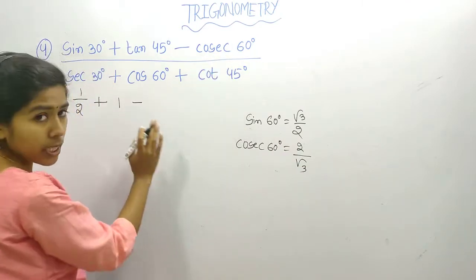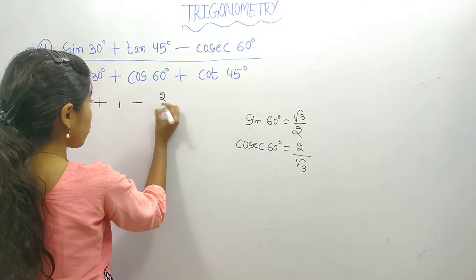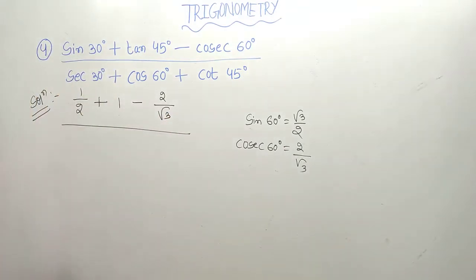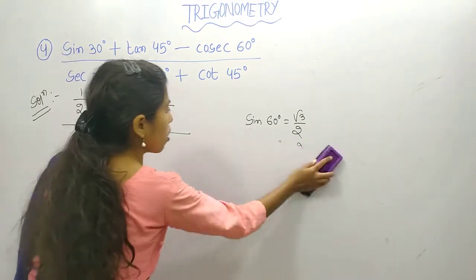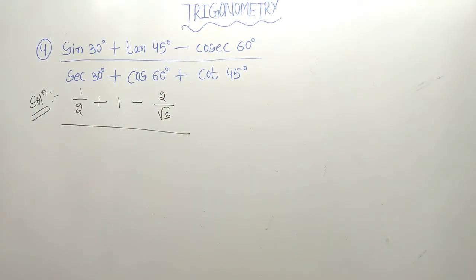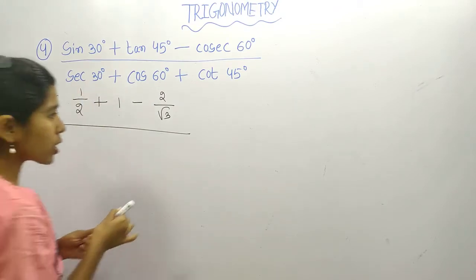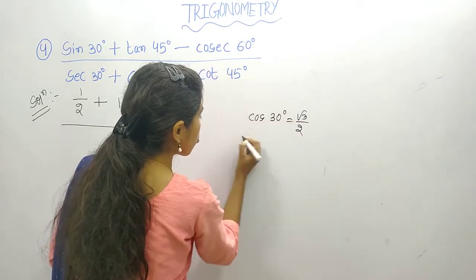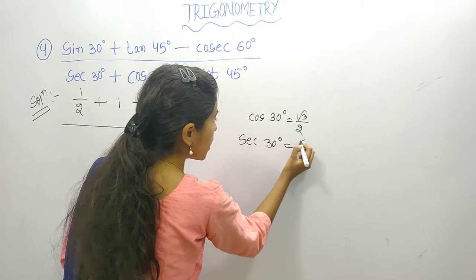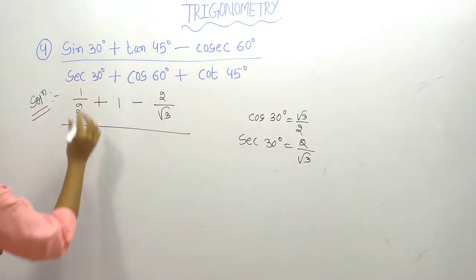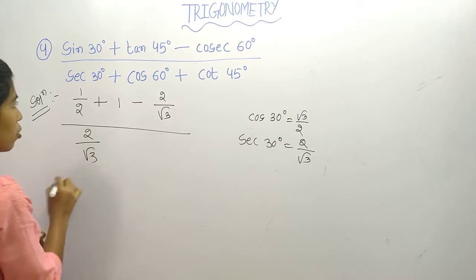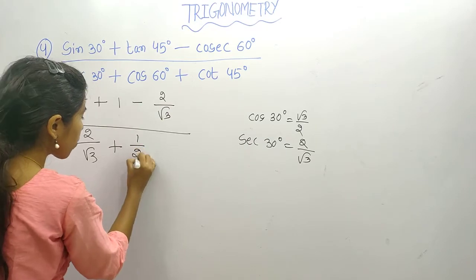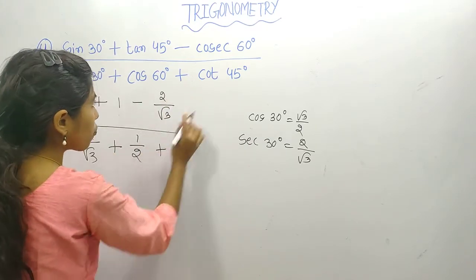So instead of cosec 60 degree, what we have to write? 2 divided by root 3, divided by, here you see sec 30 degree. Sec is the reciprocal of cos. Cos 30 degree is root 3 by 2. So sec 30 degree is the reciprocal, means 2 by root 3. So sec 30 degree will be 2 divided by root 3, plus cos 60 degree value is 1 by 2, right, plus cot 45 degree.